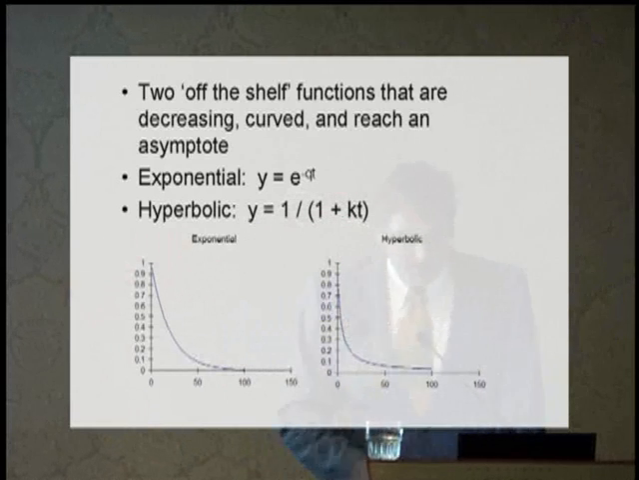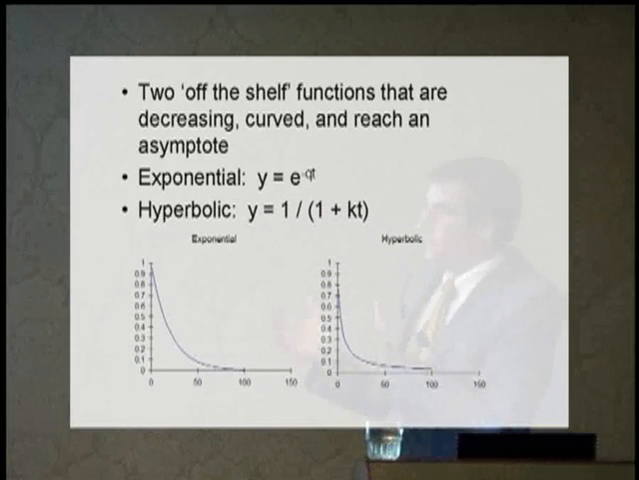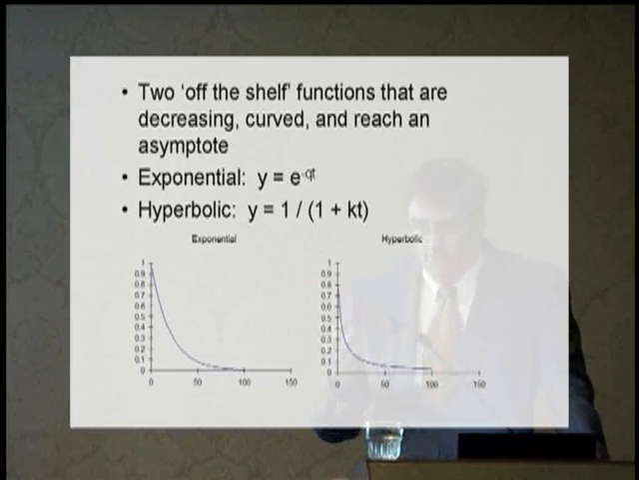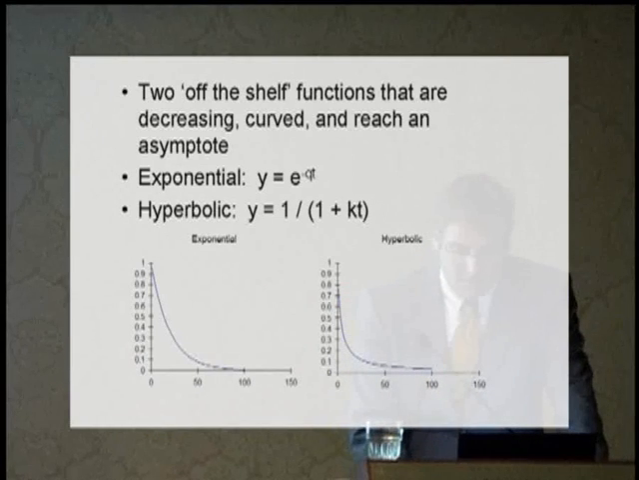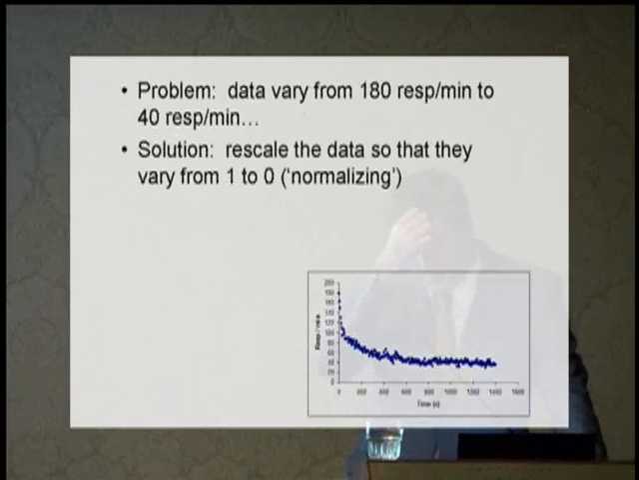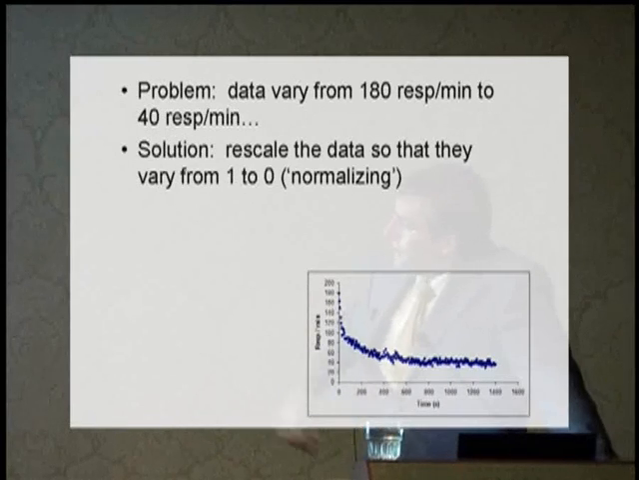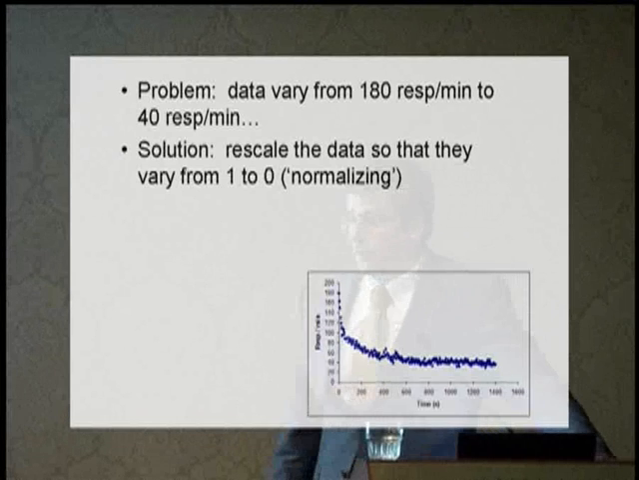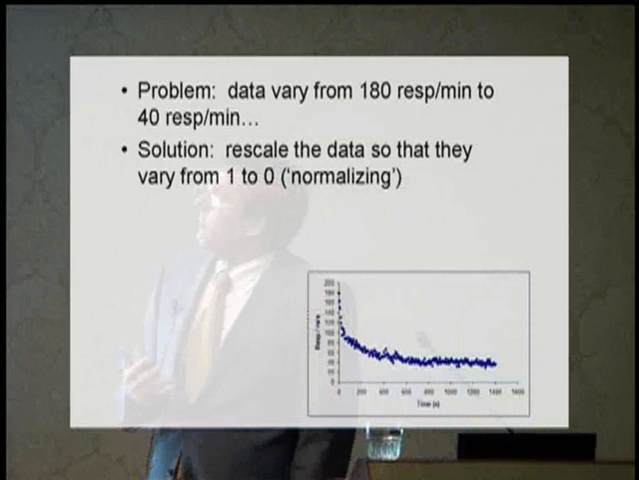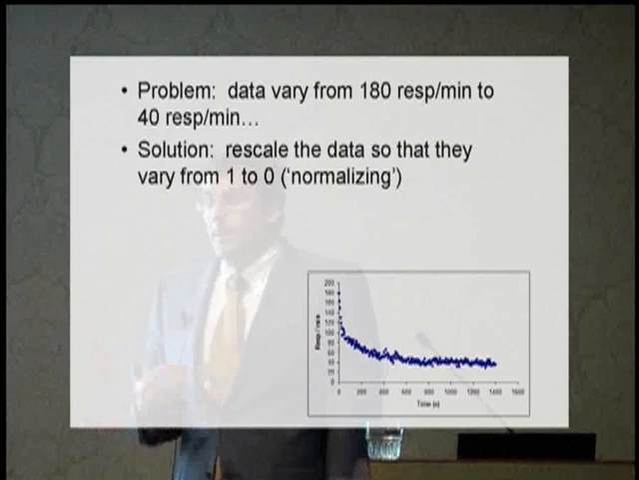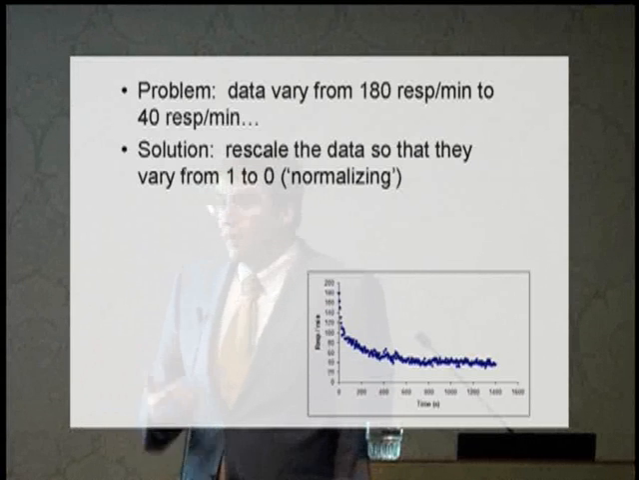And it might be interesting to see if one or other of these functions does a better job of describing the data from our experiment. Now, right at the outset, we maybe have a bit of a problem because the data from our pigeon vary from 180 responses per minute down to about 40 responses per minute. But we can solve this problem by rescaling those data so that they are on a standard scale, so that they vary from 1 to 0.